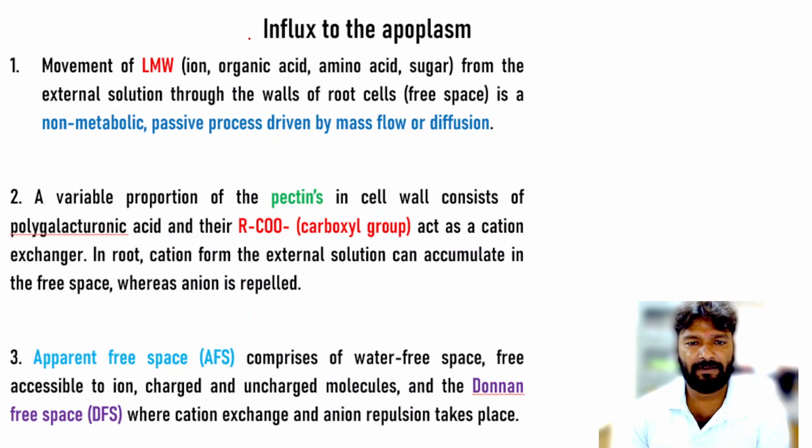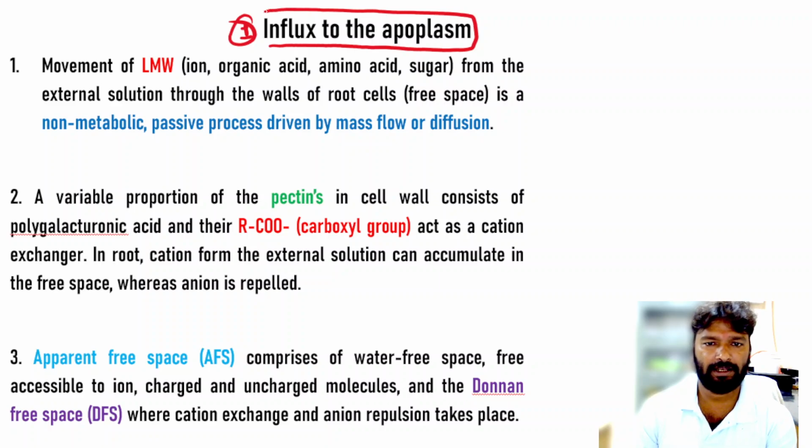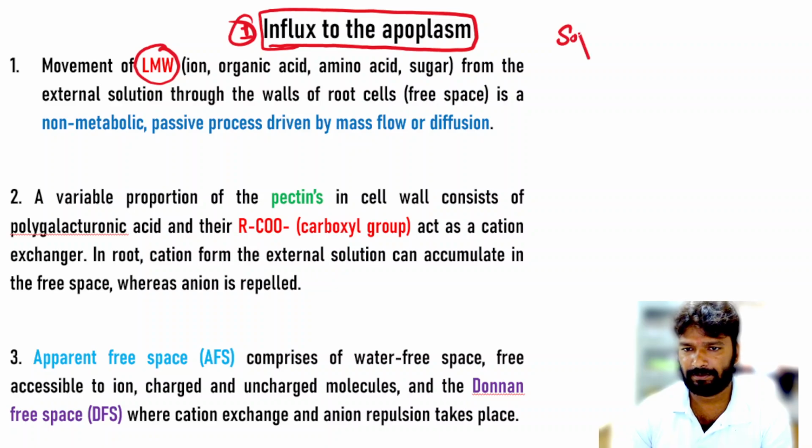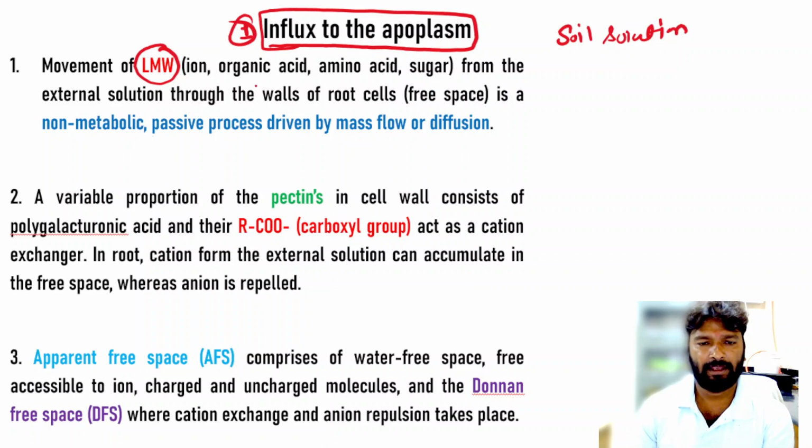So this is the first process. This is known as influx to the apoplasm. Friends, you know that in the soil or soil solution there are ions, like sodium ions, potassium ions, or chloride ions. There are so many ions.